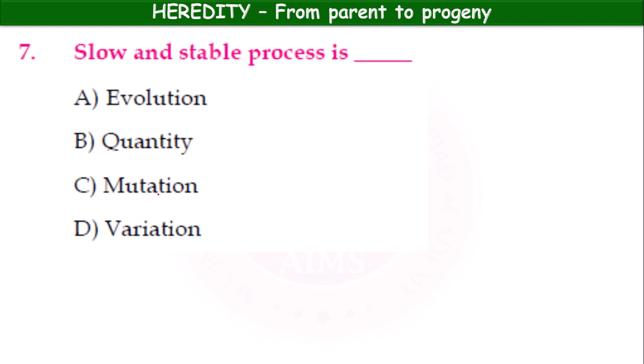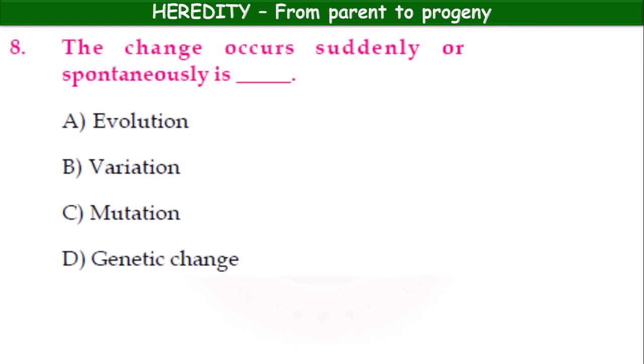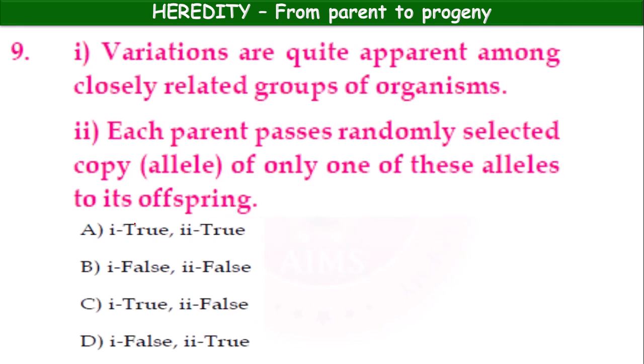Slow and stable process, which is that? Evolution, quantity, mutation, variation. Evolution is a slow and a steady, stable process. The change occurs suddenly or spontaneously is evolution, variation, mutation, genetic change. Okay. The sudden inheritable changes, they are called as mutations.